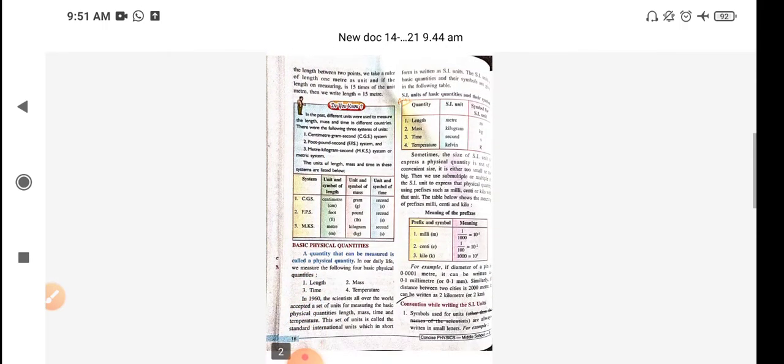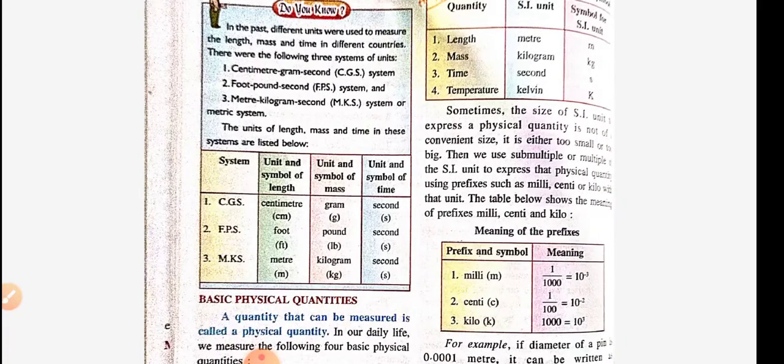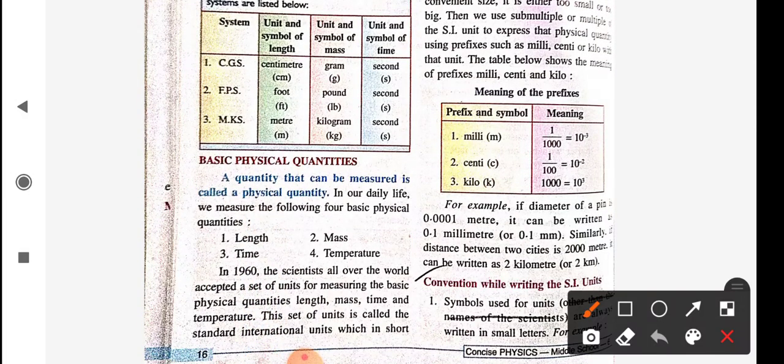See, a total of 4 basic units of measurement are there. First is length, second is mass, then time, and the fourth is temperature. And what is the meaning of basic physical quantities? A quantity that can be measured is called a physical quantity, and we use it in our daily life to measure things.